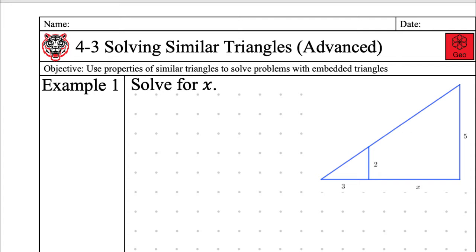All right, so who can read our objective for solving similar triangles, the advanced version of it? Julian. Real quick, I'm not going to do cards. It's minimum days too fast. Say again, Julian? Use properties of similar triangles to solve problems. That is indeed correct.